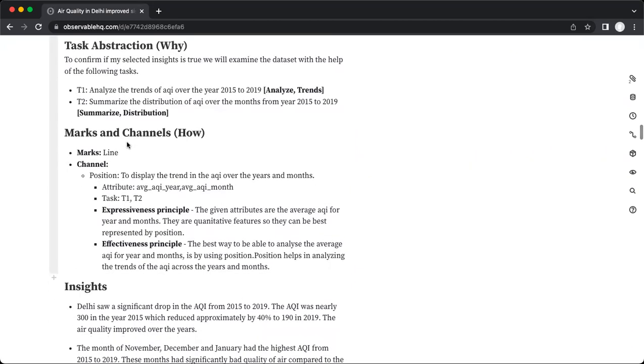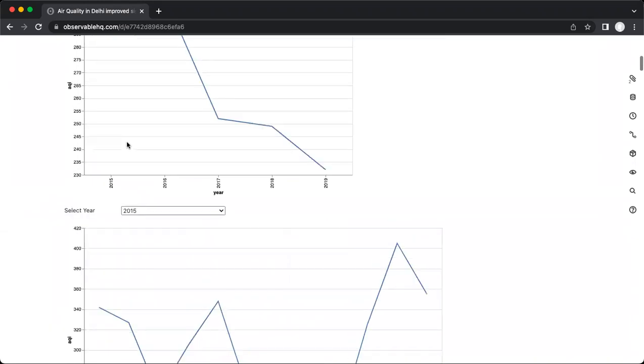For the marks and channels, the mark that I use here is a line, and the channel that I use here is position. Position as a channel satisfies both the expressiveness and effectiveness principles. Both the given attributes are quantitative. The average AQI is quantitative and can be best represented using a line chart, as I want to analyze the trends. For effectiveness, the best way to analyze the average AQI for the years and months is by using position. So I'll show you my visualization.